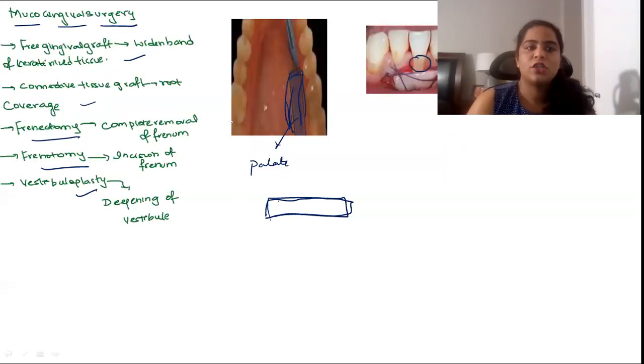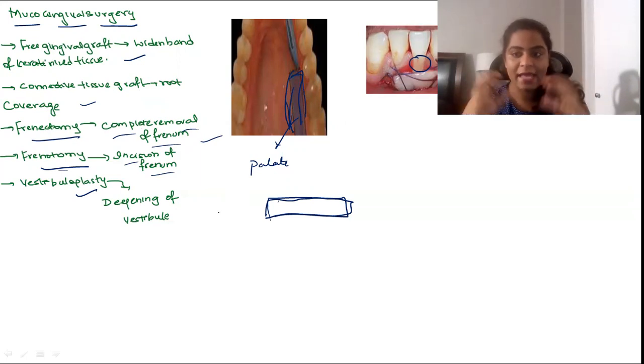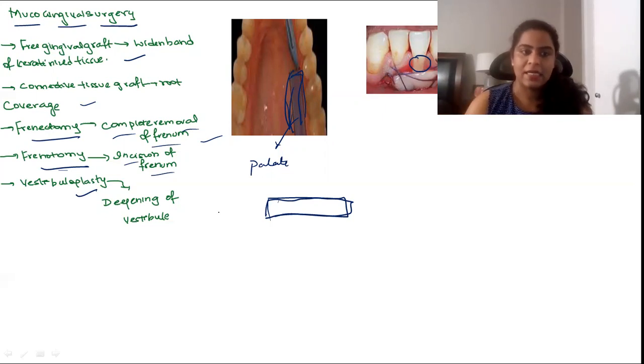Now, mucogingival surgery: free gingival graft does not have nourishing blood supply, and connective tissue graft is usually used for root coverage. For both the grafts, the preferred place is palate. And frenectomy is complete removal of frenum, and frenotomy is incision of frenum. So again, to be more precise, gingivectomy or frenectomy is excision of a particular part, whereas just an incision is frenotomy or gingivoplasty and other procedures.